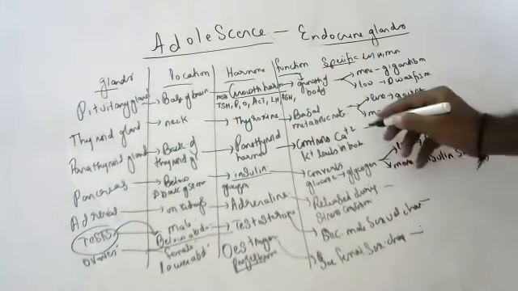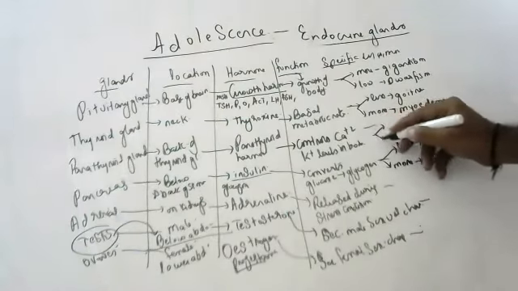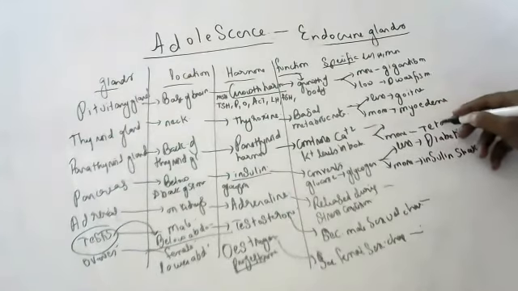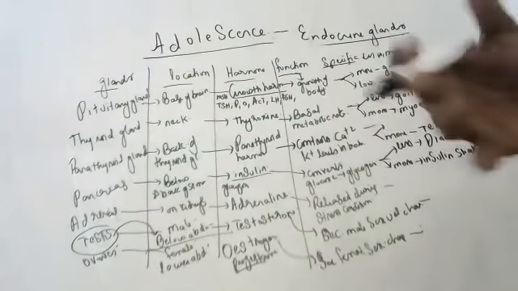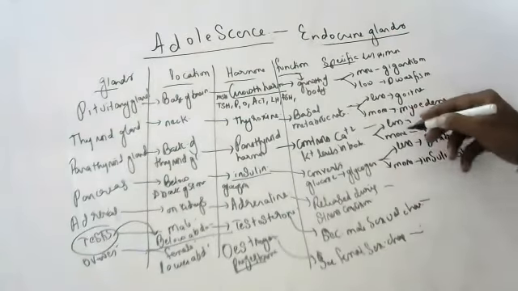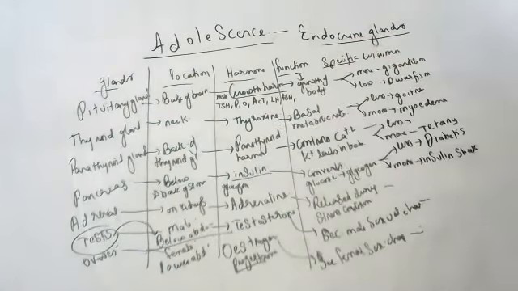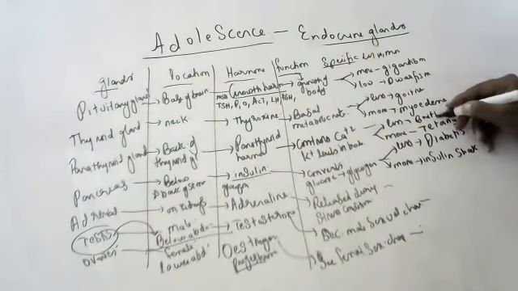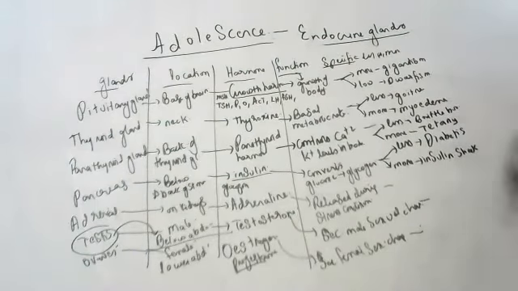Okay. If calcium is more, we get a disease called tetany. Tetany means the stiffness of the bones. If calcium, potassium and phosphorus are less in our bones, what happens? Bones will become brittle.